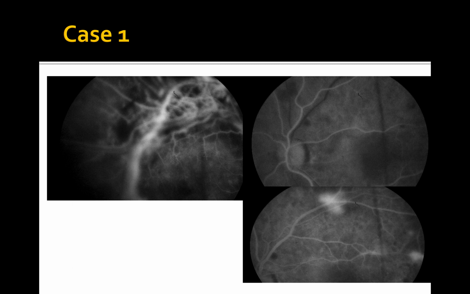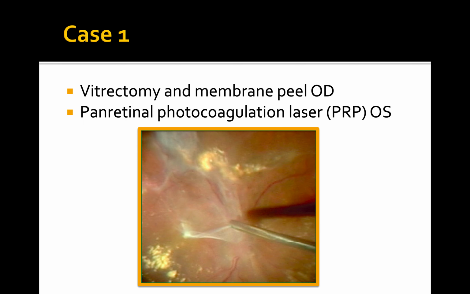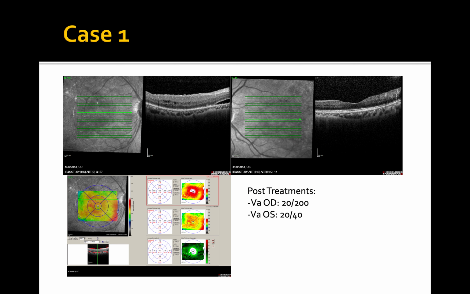The fluorescein angiogram on the left eye shows some neovascularization elsewhere. The right eye, again, highlights that dense fibrovascular tissue. This patient underwent vitrectomy on the right eye and panretinal photocoagulation on the left eye. Post-op appearance, the anatomy was restored, the vision improved, and patient's doing quite well.